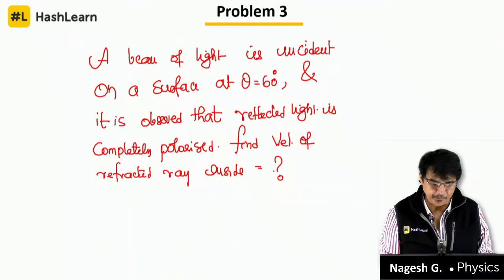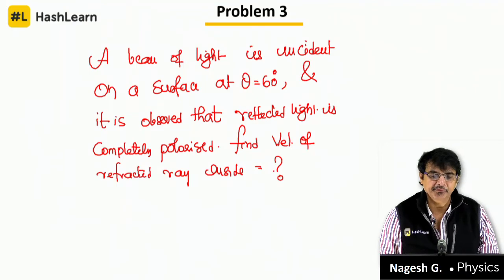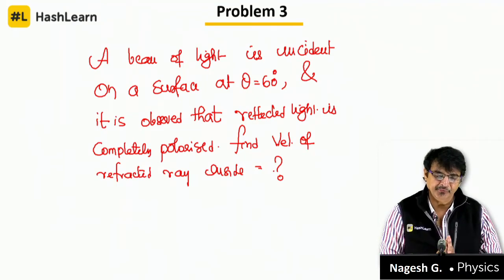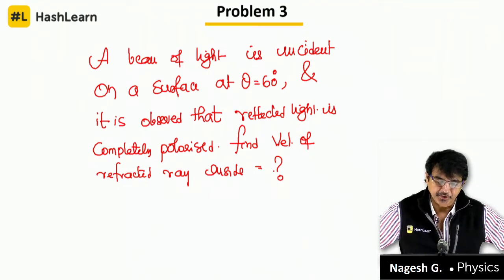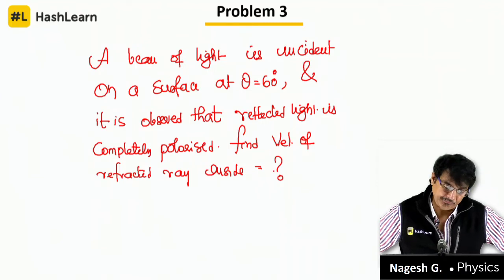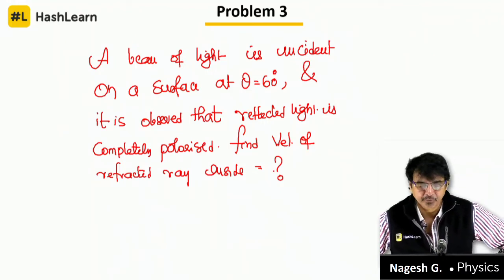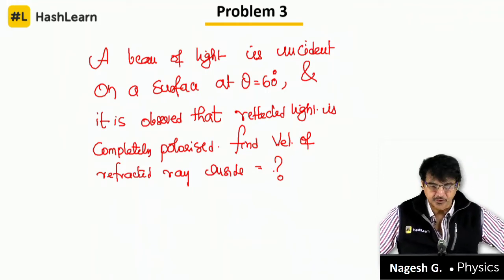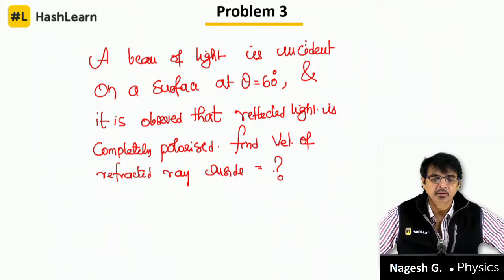Your time starts. Apeksha, a beam of light is incident on a surface at theta equal to 60 degrees, and it is observed that the reflected light is completely polarized. Find the velocity of the refracted ray inside that medium. You can express the answer either in the form of C or in the form of a number.